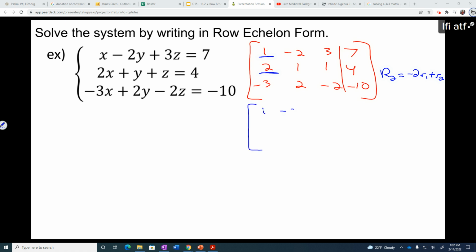So we'll keep the first row. -2 times 1 plus 2 is 0. -2 times -2 is 4. Plus 1 is 5. -2 times 3 is -6. Plus 1 is -5. -2 times 7 is -14. Plus 4 is -10. And then we keep the other row.